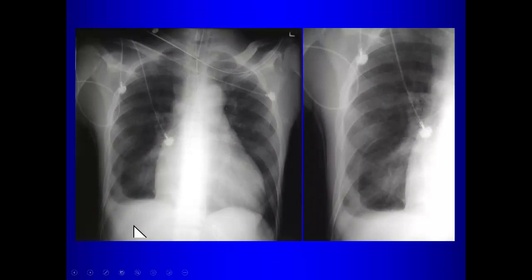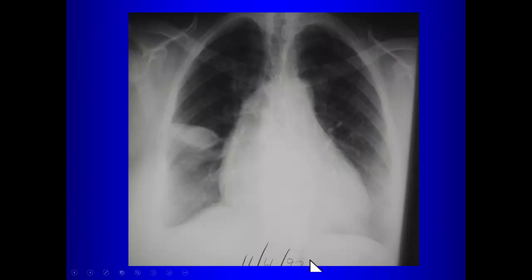So other signs of a pleural effusion, usually the costophrenic angle should be sharp. Here it's blunted, and we can actually see fluid crawling up the lateral chest wall. It's called a meniscus sign. So fluid is actually going into the major fissure here. So this is another sign of a pleural effusion.